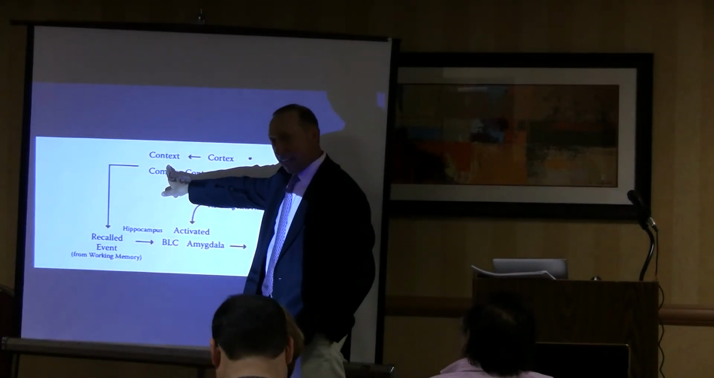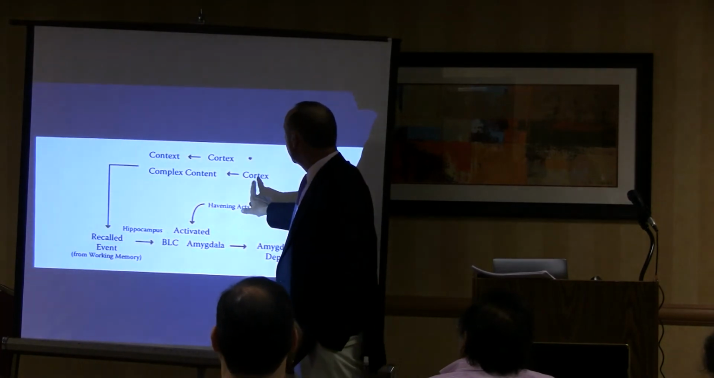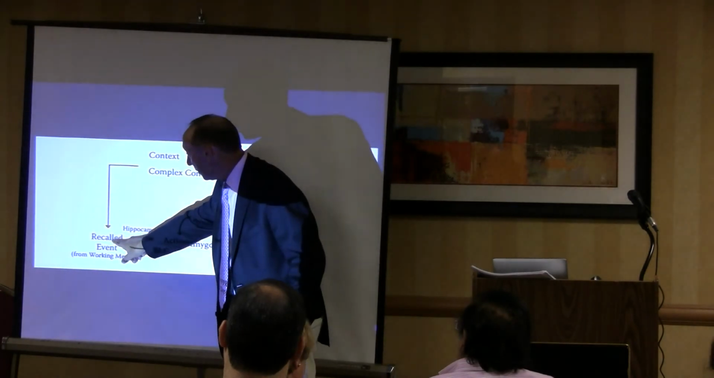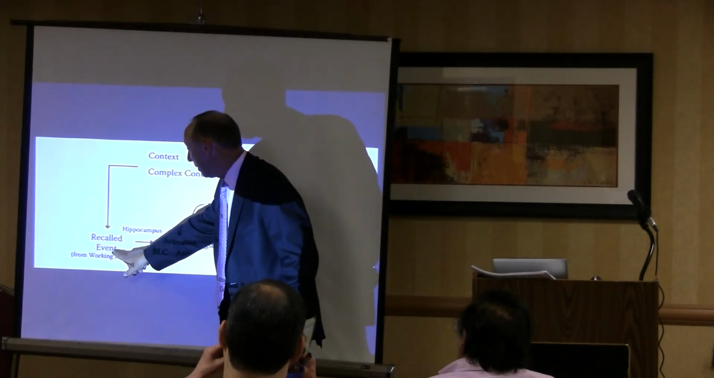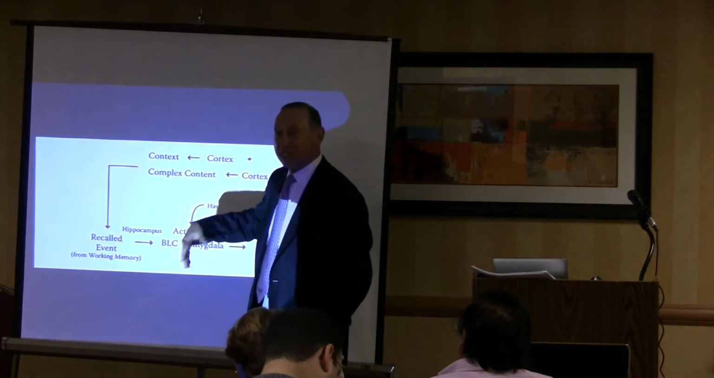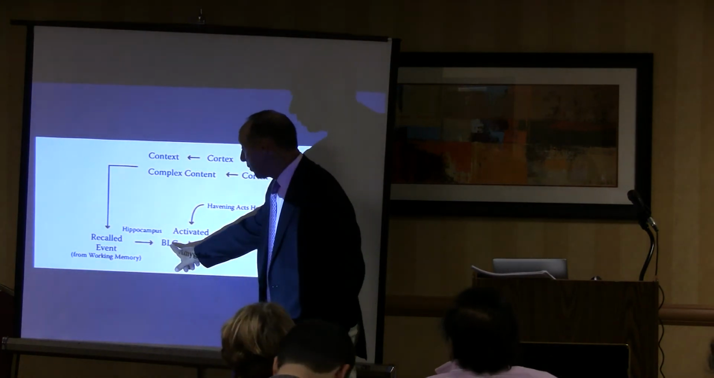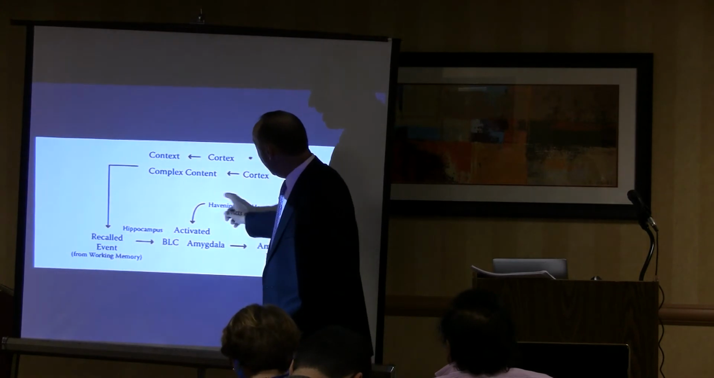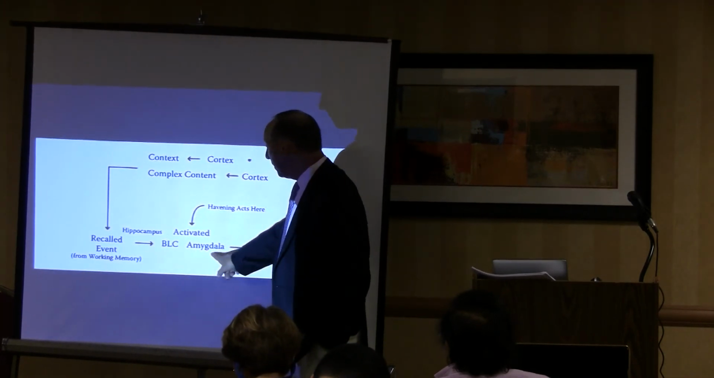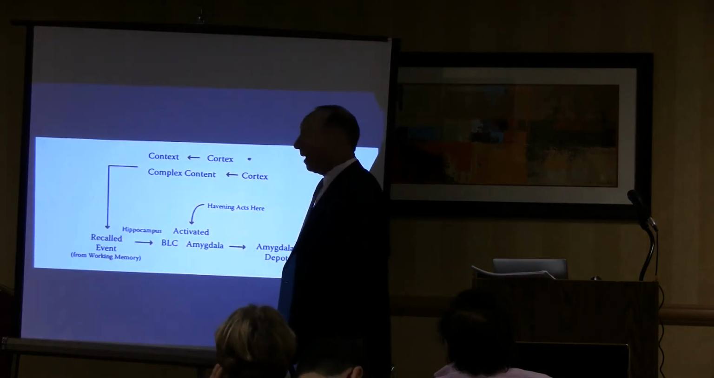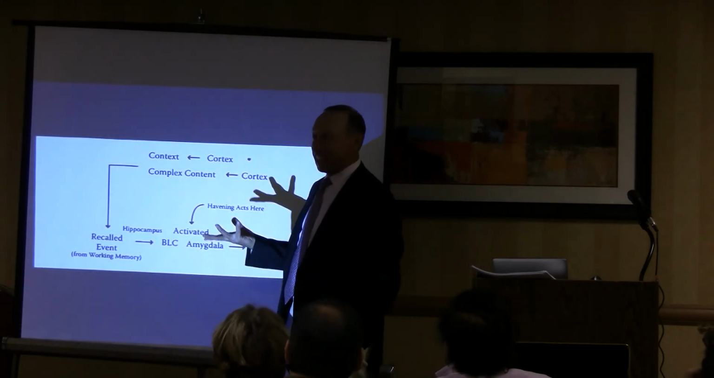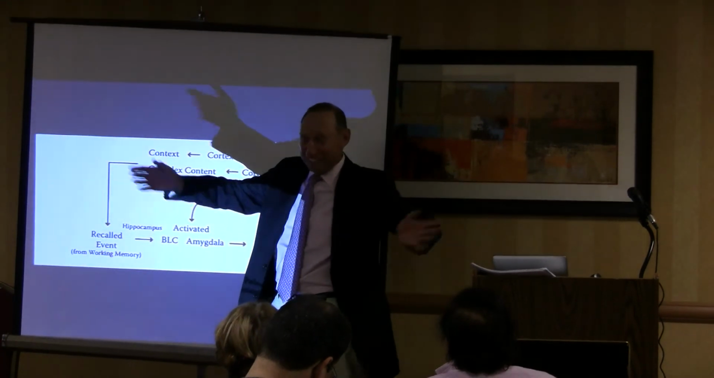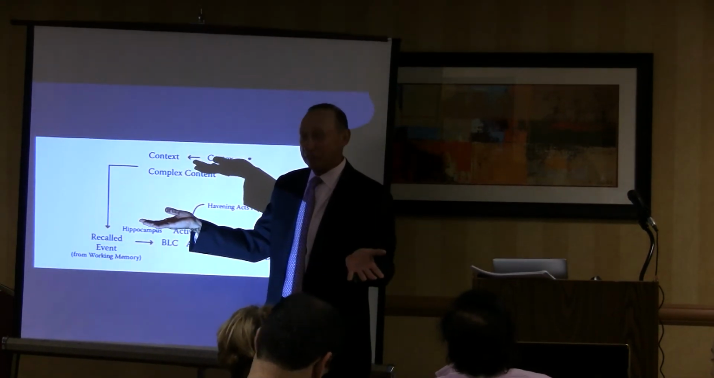So here we are. Cortex, the context. Remember what that was? Cortex, complex content, goes into the recalled event from working memory. The hippocampus remembers it. It goes into the basolateral complex of the amygdala. Havening acts here. Amygdala is deactivated, and the pathway is depotentiated, and that's how it all works. Does anyone have any questions?